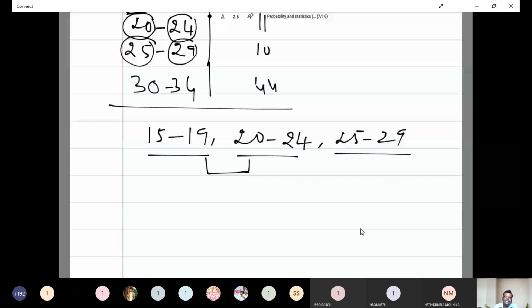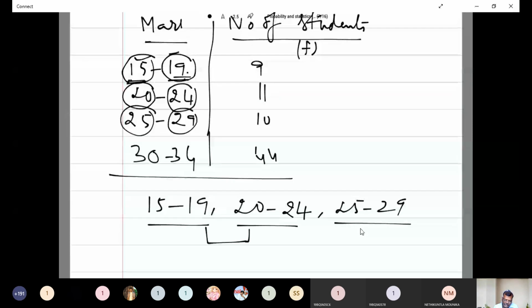Now, when we observe the inclusive class interval, this is the inclusive class interval: 15-19, 20-24, 25-29, 30-34, like that. When you have to compare the marks, the number of students in a class with marks between 19 and 20, no one got marks between 19 and 20 or between 24 and 25. Therefore, there is no problem in solving the question.